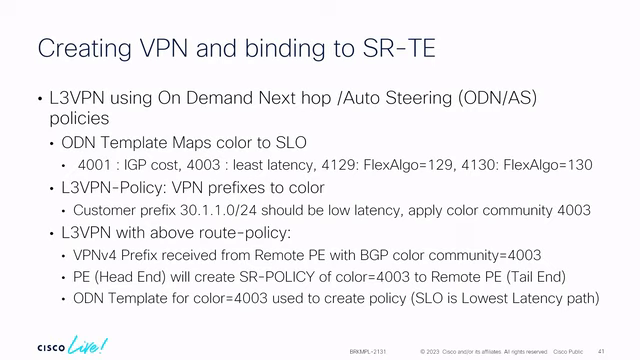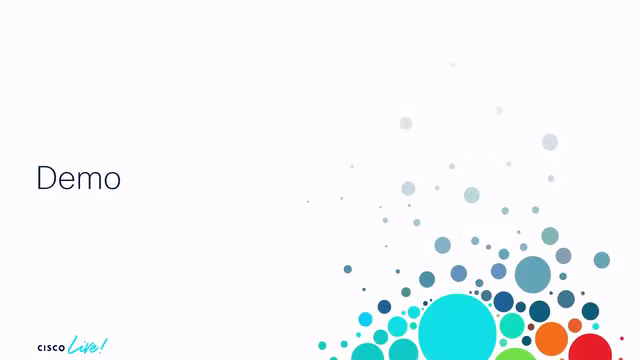And then the PE prefixes are going to be in the 30-dot range. We are going to say that they should get the lowest latency path, which happens to be color 4003. So we create a route policy to put 4003, and then the ODN template's already there, and then we configure the VPN to use 4003, right? So let's go to the demo.